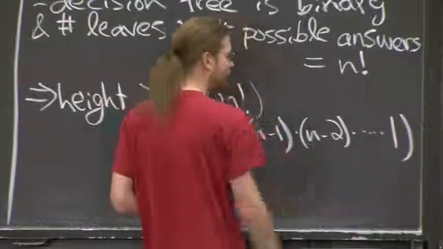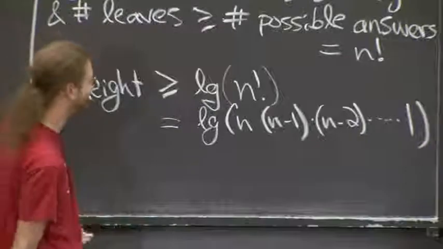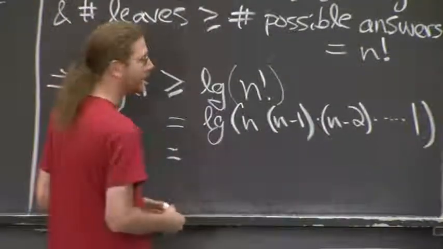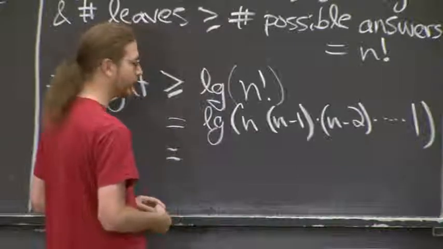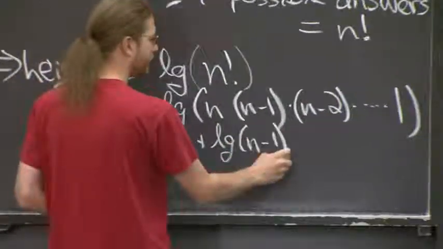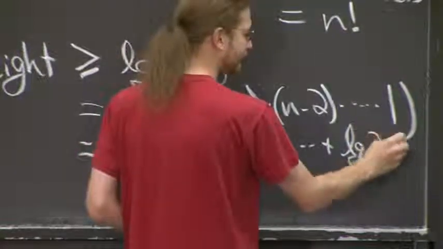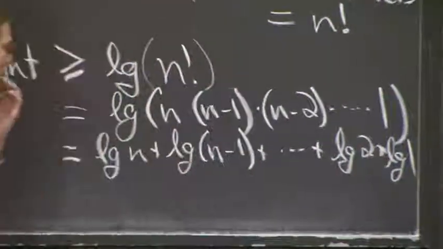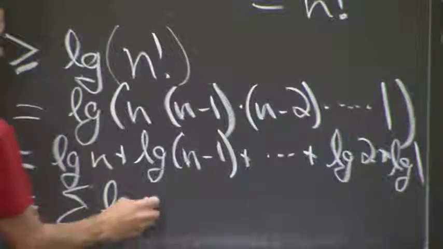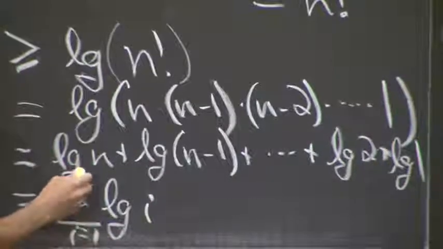But we all know the definition of factorial. I mean, we learned it in grade school because it's fun, right? Oh, I guess we did, because we're geeks. And then we know the log of a product is the sum of the logs. So this is log n plus log n minus 1 plus log 2 plus log 1. I think at this point it's easier to use summation notation. So sum of log i, from 1 to n, I guess.